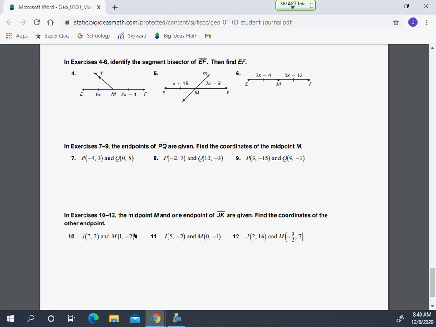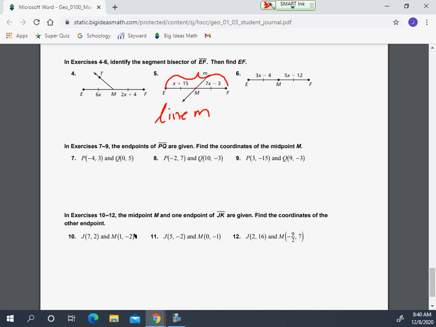First, we have to identify the segment bisector. Well, first of all, it's not just a point, it's this whole line. Line M is the segment bisector. Then we have to find EF. We have to find this whole distance. Okay? Well, it's given us variables. That throws me off a little bit. Throws me off just a tad.